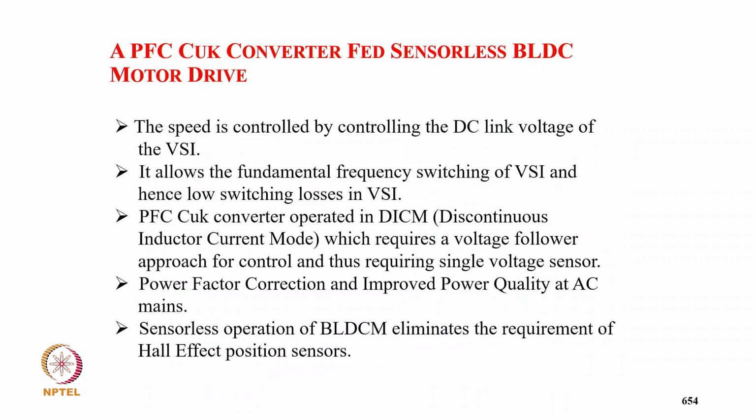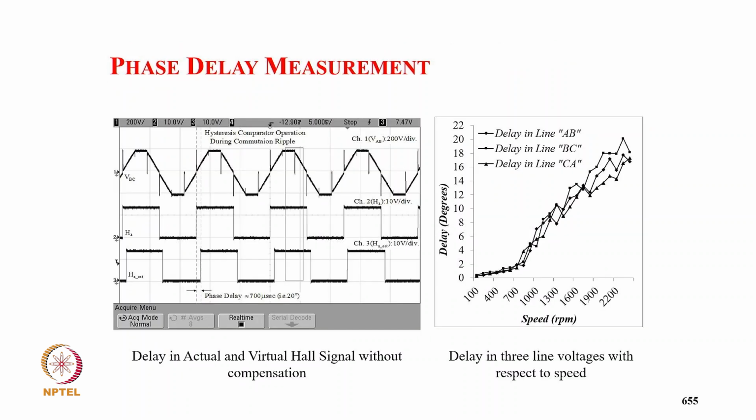So this is the APFC converter, a sensorless converter. The speed is controlled by controlling the DC voltage of the VSI. It allows fundamental frequency switching of the VSI, hence low switching losses in the VSI. The power factor correction converter is operated in discontinuous inductor current mode, which requires a voltage follower approach for control, thus requiring a single voltage sensor at the DC link, providing power factor correction and improved power quality. And sensorless operation of the BLDC motor eliminates the Hall effect position sensor.